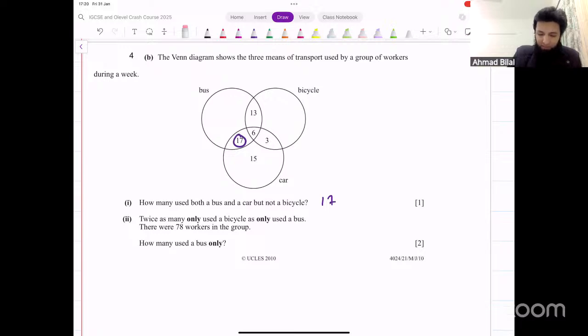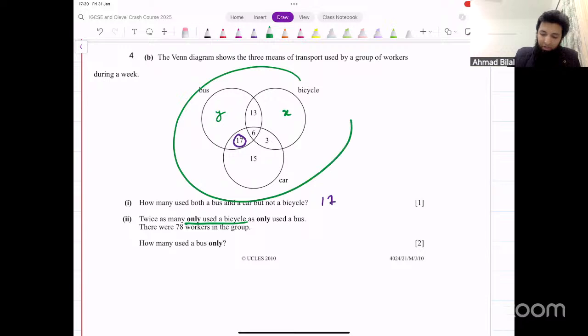That was fairly straightforward. Now it says twice as many only used a bicycle as only used a bus. Now, only used a bicycle, what's that number? That's this number here, which they've not written anything for. Let's call this X. Only a bus, let's call this number Y. There were 78 workers in the group, so the total number here is 78. How many used a bus only?